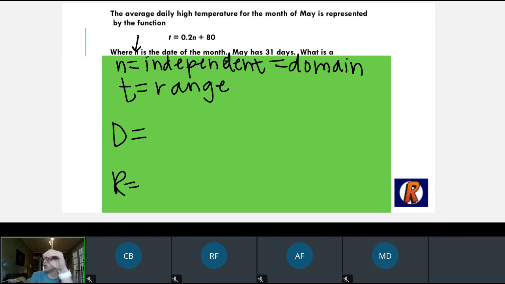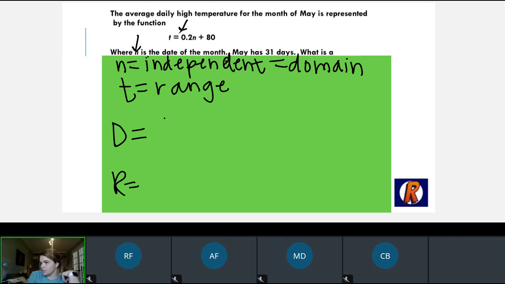So what is the lowest date in May? Like, what number should I start with? Like after, well, no, 0.2 is just a rate. What should I plug in for N? It's the date of the month. So like after April 30th comes May 1st. Exactly, Kiera, May 1st. So that's the date, right?